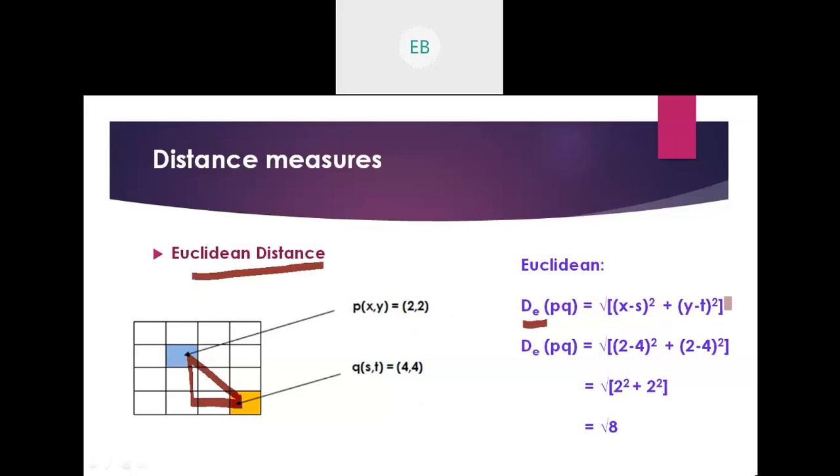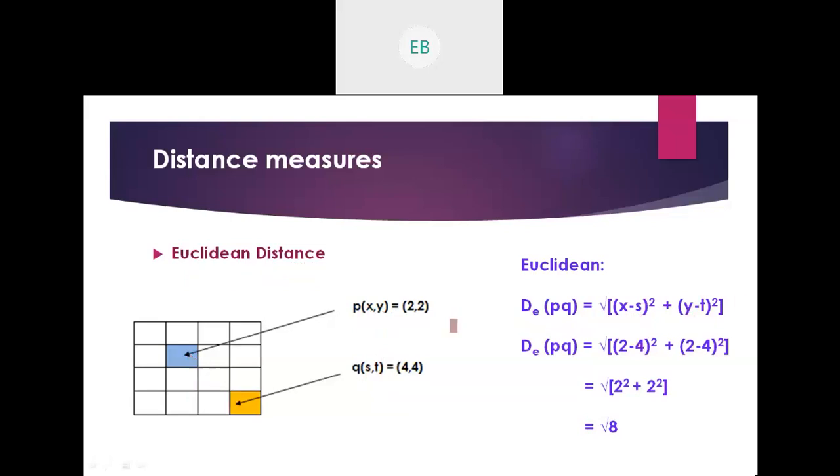Yes, and do you remember this formula? Do you remember, yesterday we discussed? So x and s, these are the row numbers. Okay, that is, x is the row number for P, s is the row number for Q. Yes, and in (y minus t) whole square, y is the column number for the P pixel, t is the column number for the Q pixel.